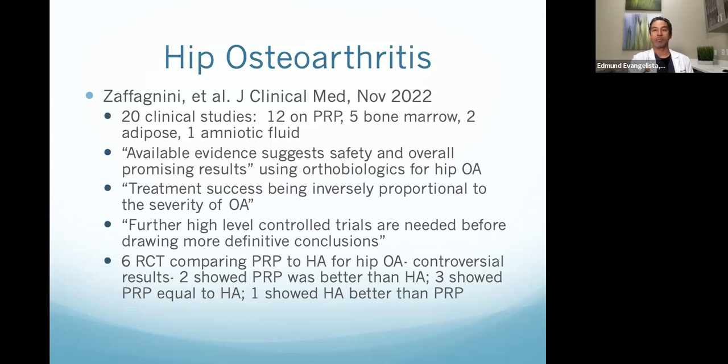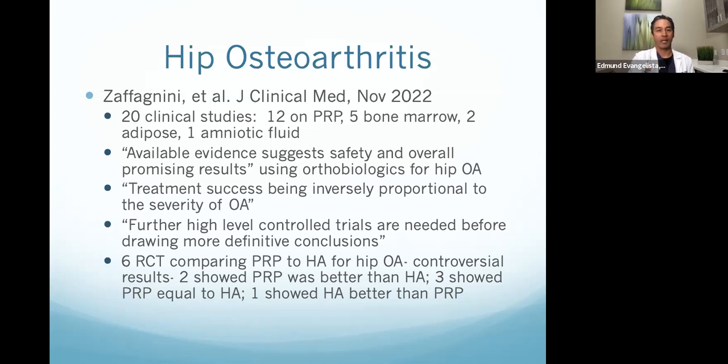So the patients with more mild to moderate OA did better compared to the patients with severe OA, who don't typically respond to these treatments. And they also concluded that further high-level controlled trials are needed before drawing more definitive conclusions. Basically, we need more data. So we need more studies, we need better studies. And here at our group, we're trying to collect that data by having patients do our outcome questionnaires, and we're trying to track the results.